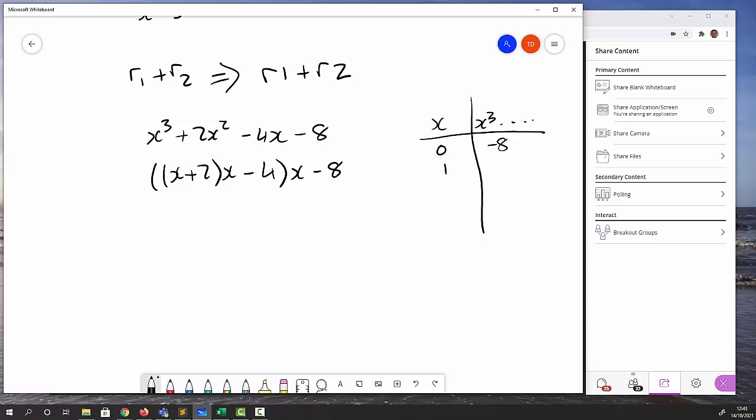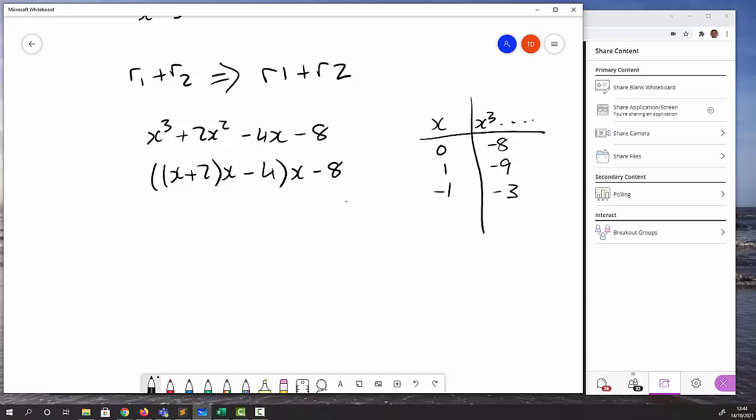When x equals 1, 1 plus 2 is 3 times 1 is 3. Minus 4 gives me minus 1. Minus 1 times 1 is minus 1. Minus 8, so that's minus 9. So x equals 1 is not a root. So let's try x equals minus 1. If I stick minus 1 in there, I'm going to get minus 1 plus 2, which is 1. 1 times minus 1 is minus 1. Minus 1 minus 4 is minus 5, times minus 1 is plus 5, and then minus 8 means that's minus 3, so that's not a root.